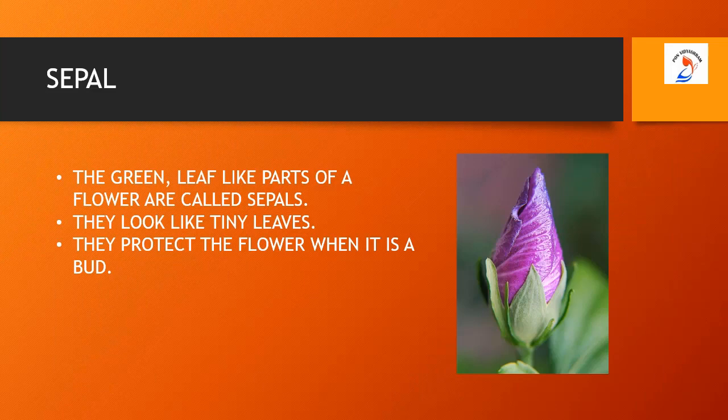Now we will see about the sepals. What do you observe in the picture children? We see tiny leaves protecting the bud. Okay. The green leaf-like parts of a flower are called sepals. They look like tiny leaves. They protect the flower when it is a bud.